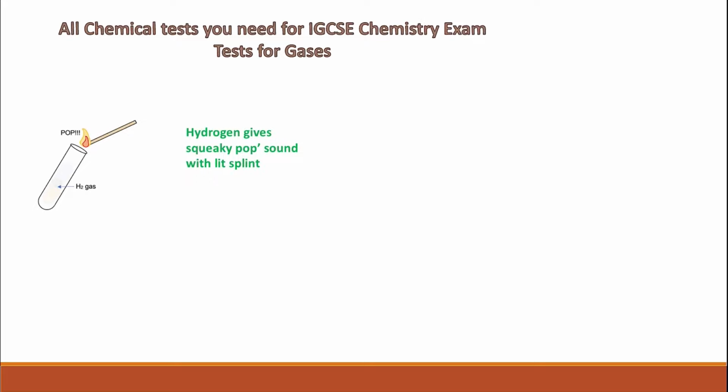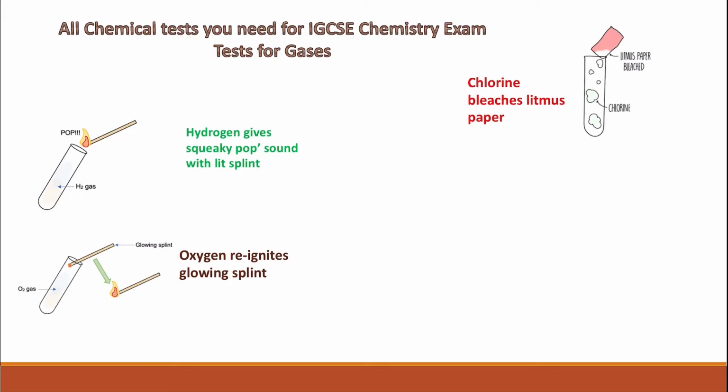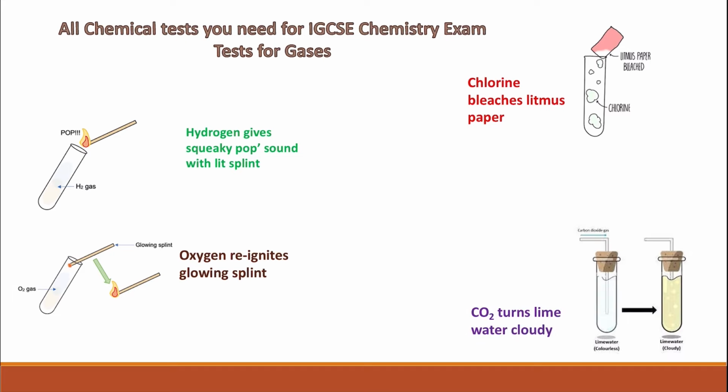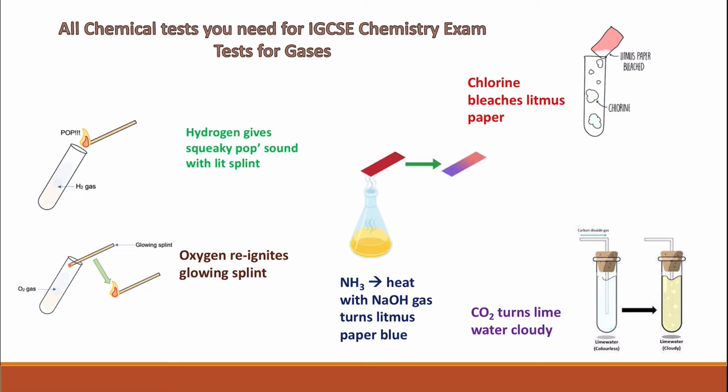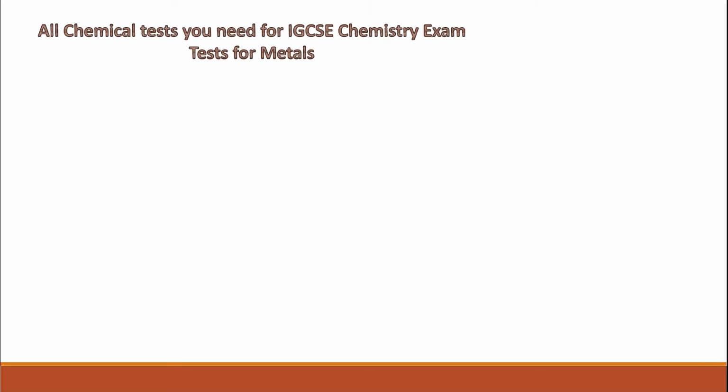So first, the test for hydrogen: it gives a squeaky pop sound with a lit splint. Oxygen reignites a glowing splint. Chlorine bleaches litmus paper. Carbon dioxide turns limewater cloudy. And then ammonia will turn the litmus paper blue. If you have ammonium ion, then you heat it with sodium hydroxide, where ammonia gas will be produced, and it turns damp red litmus paper blue.